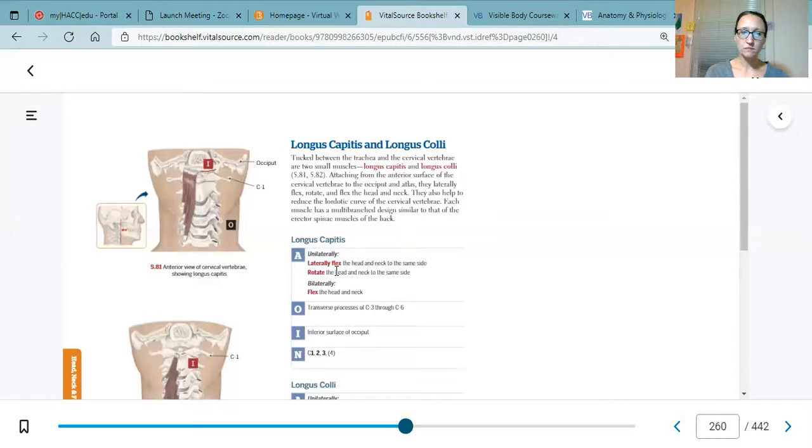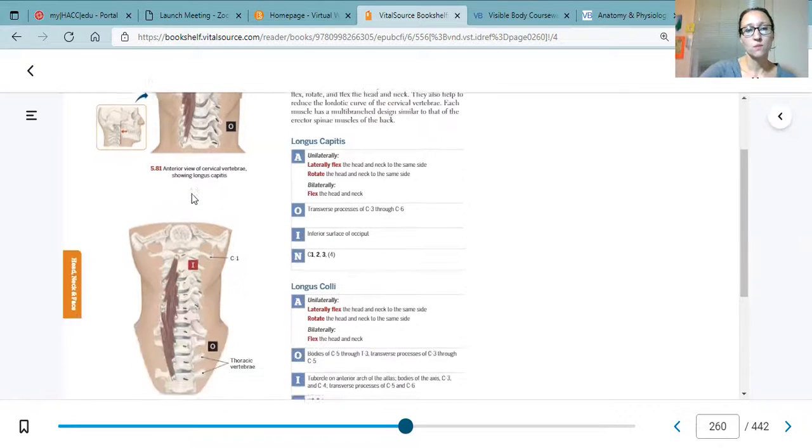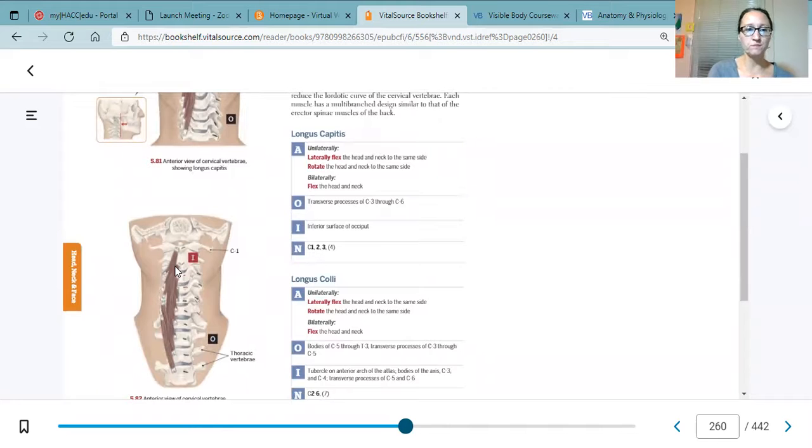These have a design similar to the erector spinae group, where they kind of interweave as they work their way up the neck. This should look very familiar because it is the same kind of pattern as the spinalis muscle on the opposite side. Longus capitis, of course, is going to attach to the skull, hence the word capitis. And then Longus coli is going to just be in the anterior neck.